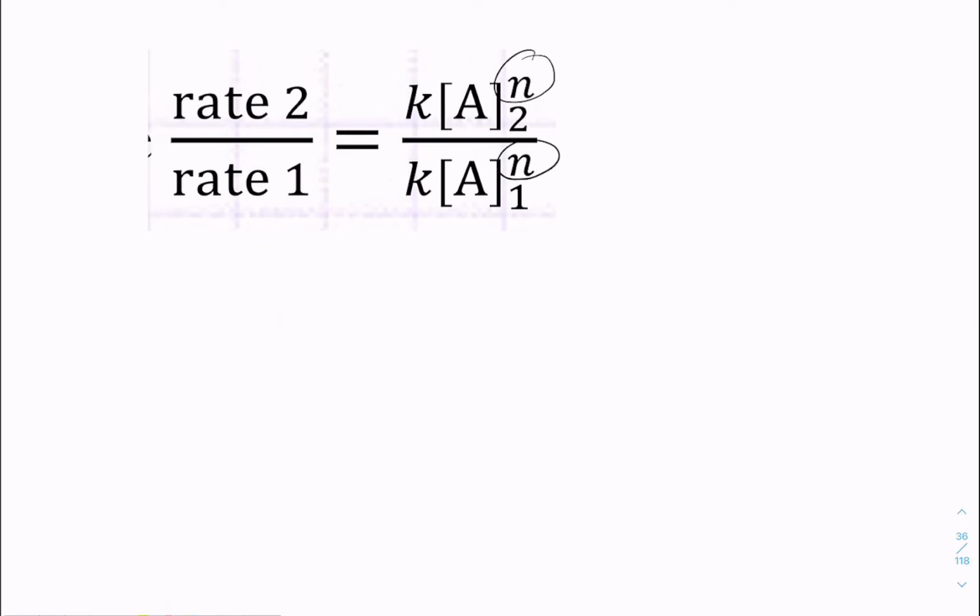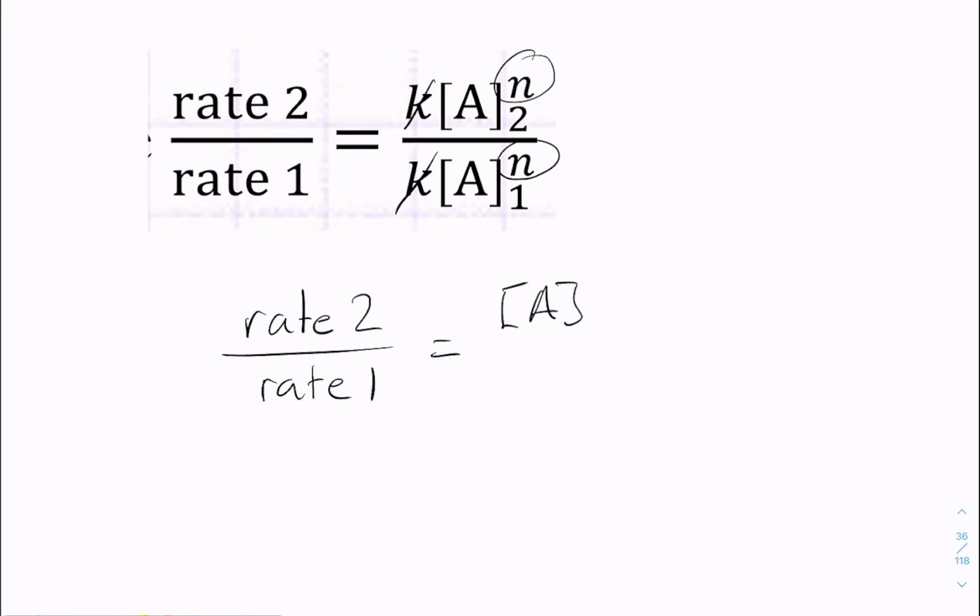Cancel some stuff. We can cancel the k's, right? The k is going to be the same for those. So yeah, that does simplify things. Rate 1, now concentration of A1 to the n. Because the order for this reaction will be the same, but the concentrations and the rates are actually going to change, because the rate is dependent on the concentration.